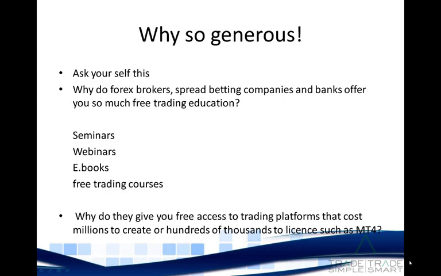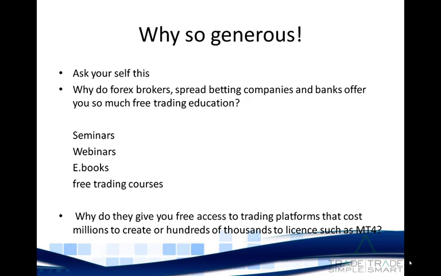Okay, so when it comes to the retail industry and the companies that offer free Forex education, why are they so generous? Okay, so why do Forex brokers, spread betting companies and banks offer you so much free trading education? So if you look online and you go to the majority of brokers or spread betting companies or banks, they will have offers on free seminars. Many of them will cover webinars where they will talk about different strategies or different techniques that they use to apply to the financial markets. They generally have ebooks that you can download, and you can even go on free trading courses, sometimes physically or online.